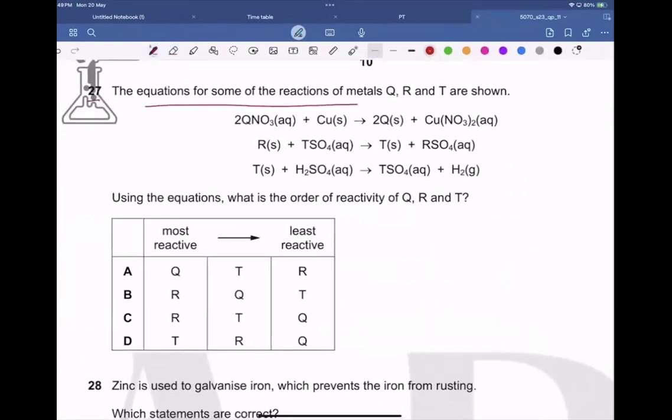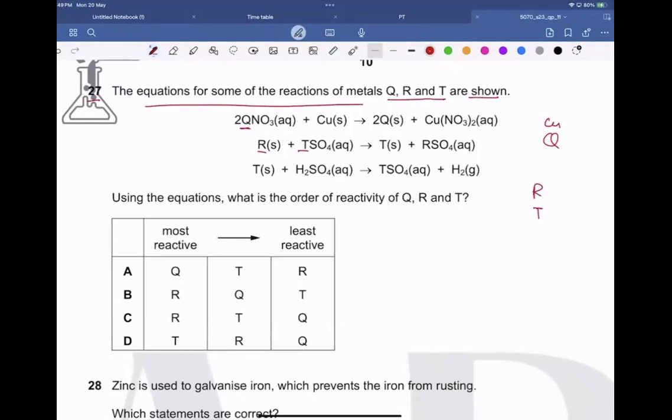The equations for some of the reactions of metals Q, R, and T are shown. So if you see, Q is displaced by copper. So it means in the reactivity series, Q must be lower than copper, right? R and T when reacted, R displaces T. So it means R must be higher in the reactivity series than T.